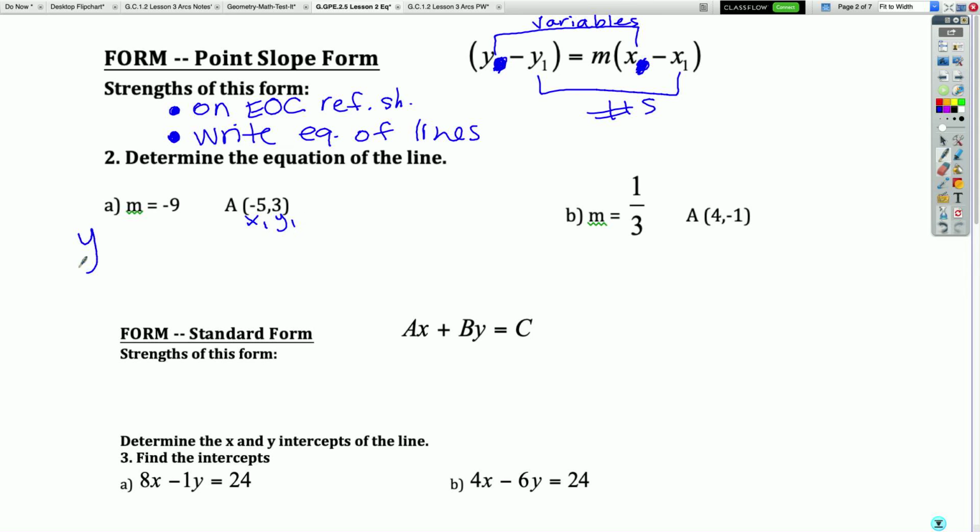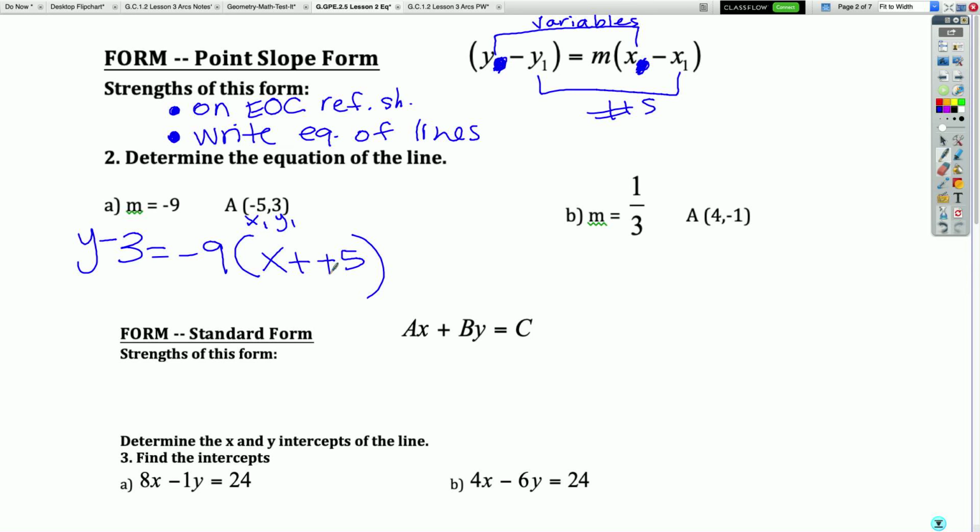So we're doing y minus y1, so what's my value for y1 here? What's my value where we wrote y1? 3. I write my slope in, which is what? Negative 9. And then in parentheses, x minus my x1 value. What's my x1 value? Negative 5. So make sure I'm writing minus a negative 5. What happens when we subtract the negative? Turns into a positive.